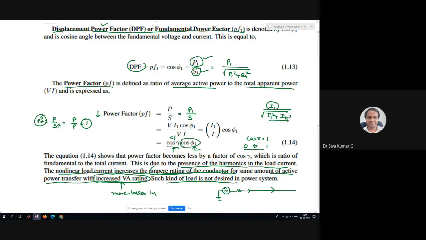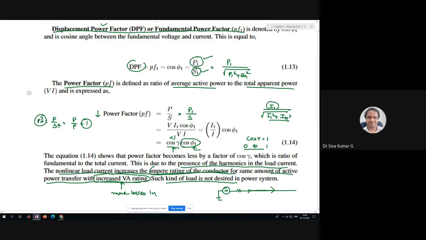Okay, more losses and also underutilizing the source. Because of that, they say that a nonlinear kind of load is not desired in a power system. Especially, I'm not convinced with the increase in the VA rating.